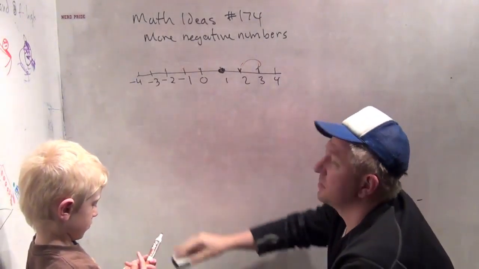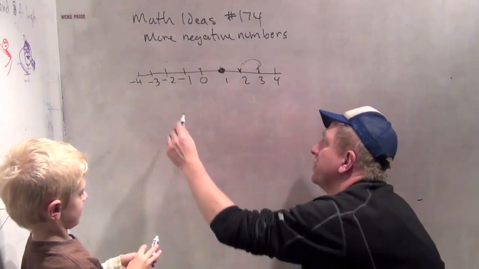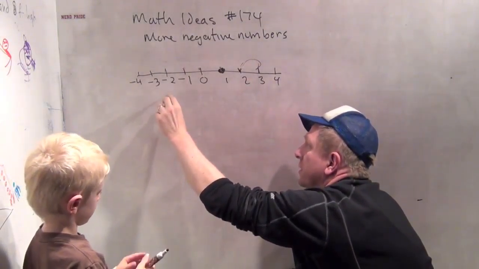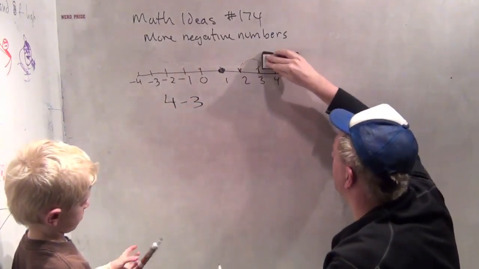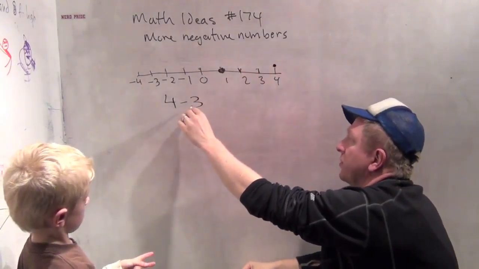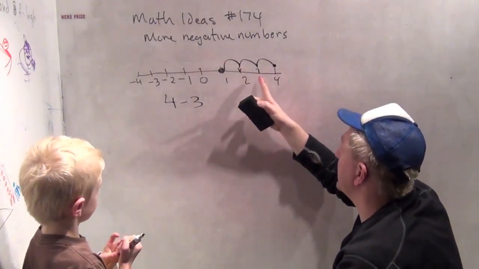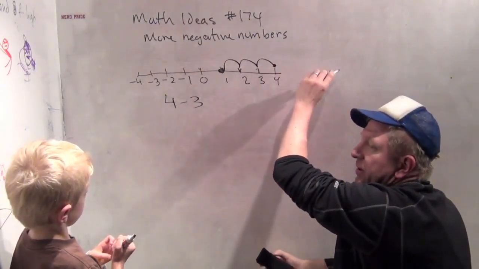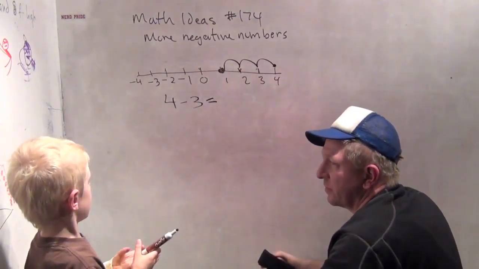Now let's do a little bit of subtraction. When we say 4 minus 3, it means we start at 4 and we go backwards 3. 1, 2, 3. Usually when we were adding 3, we would go this way, but minus means go backwards. So 4 minus 3 is 1.